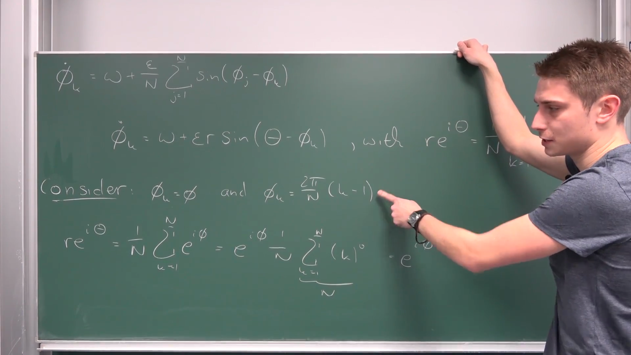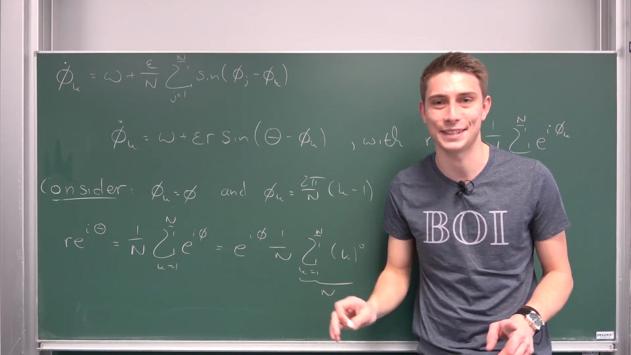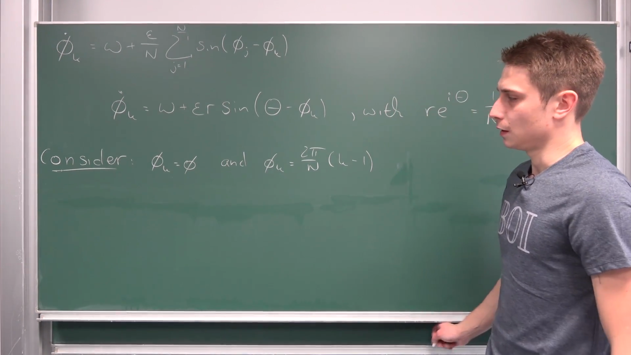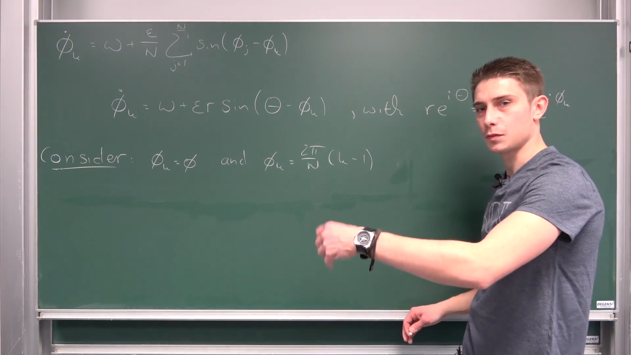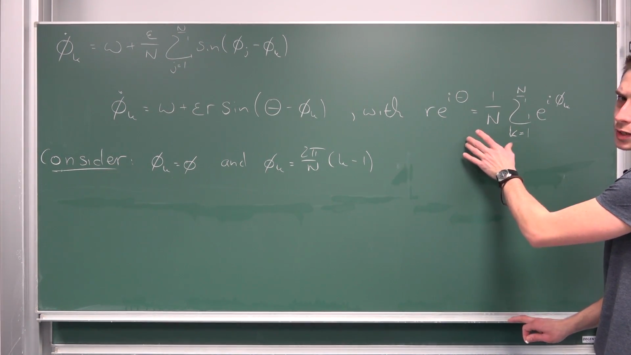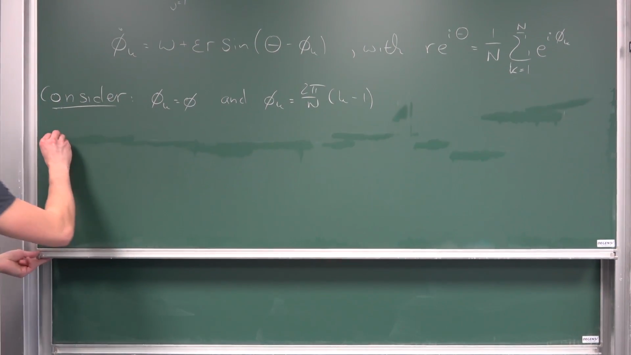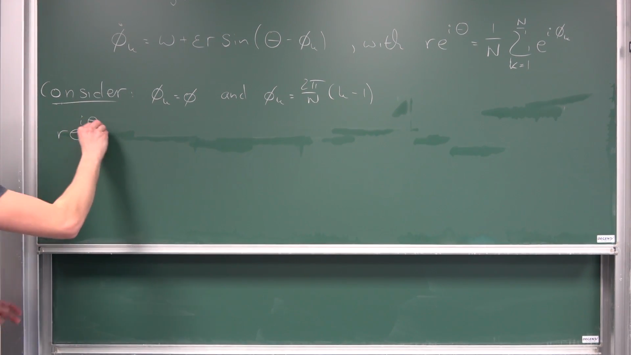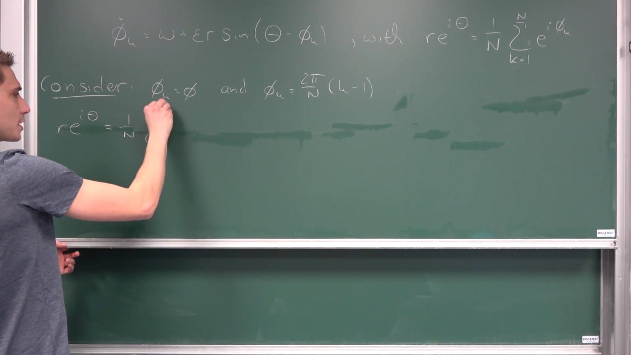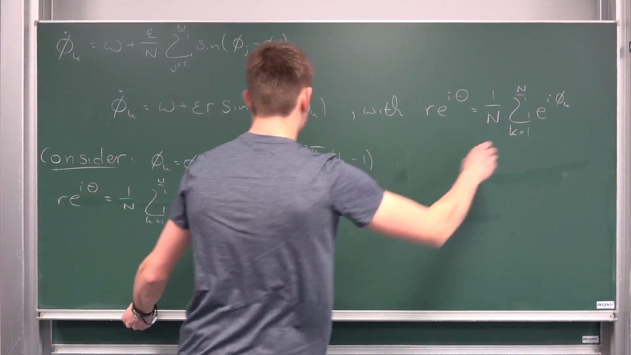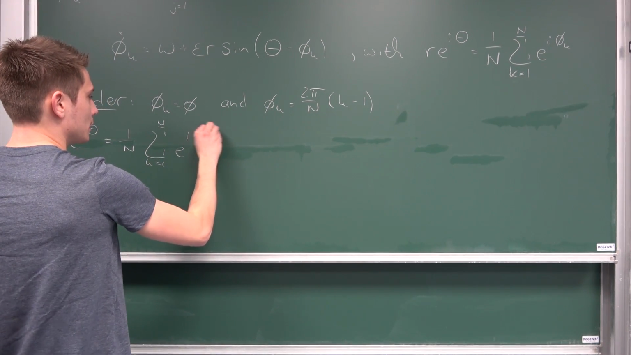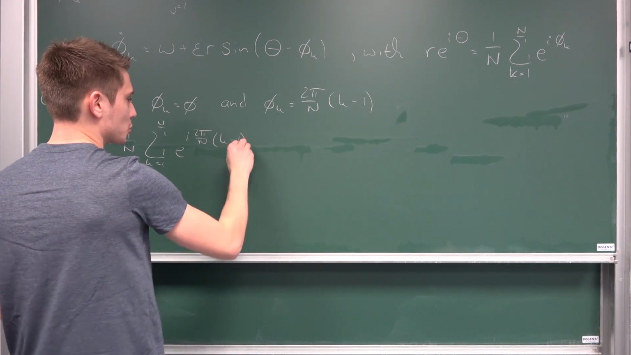Now we have to deal with the second one, and this one gets slightly more complicated. Now here comes the real deal. Now we have to take a look at this thing right here, this kind of periodic phase, you could say. And once again, I would like to take a look at this expression right here. So r times e to the i theta being equal to 1 over N times the sum running from 1 to capital N of e to the i times phi k. But what is phi k? This is nothing but this right here, 2 pi over capital N times k minus 1.